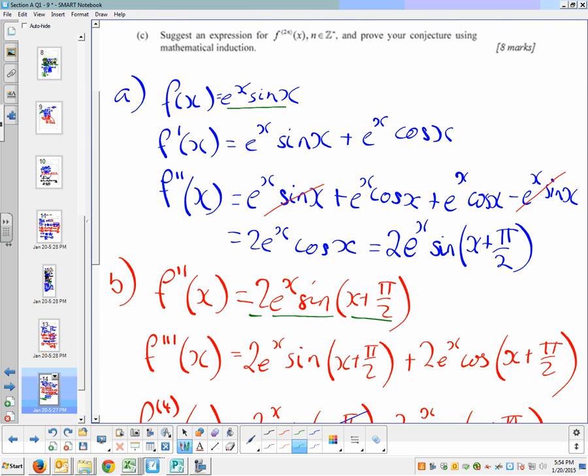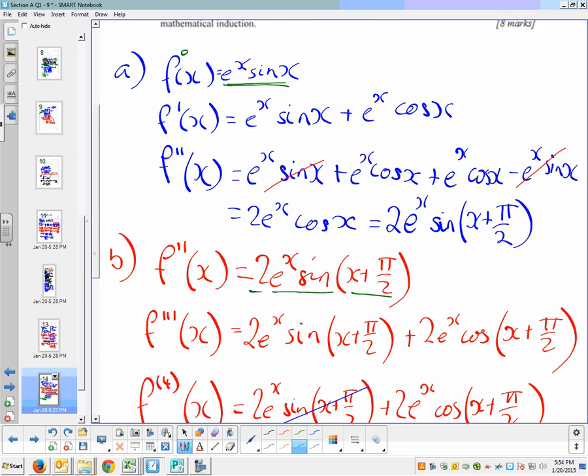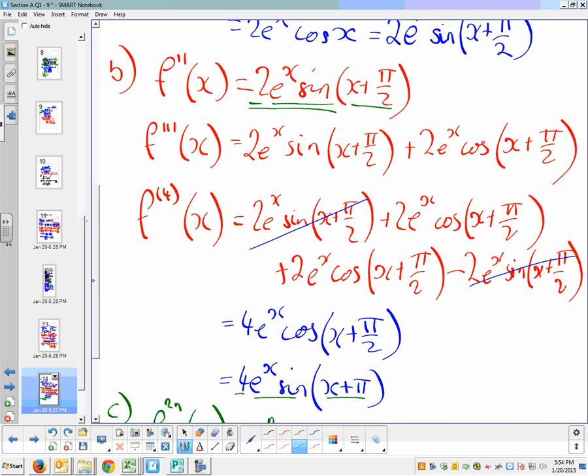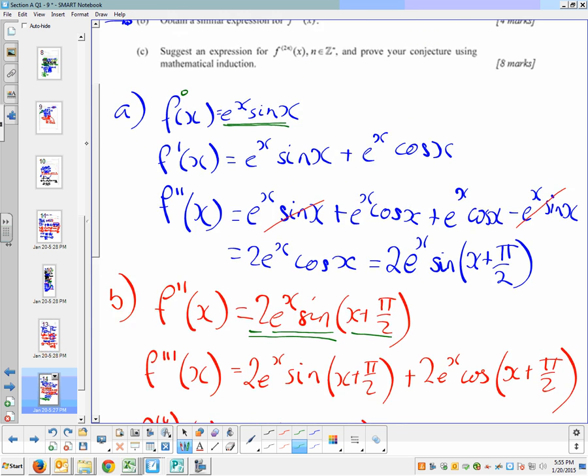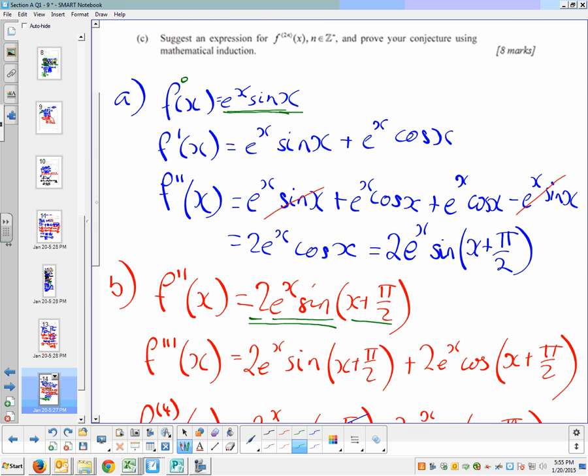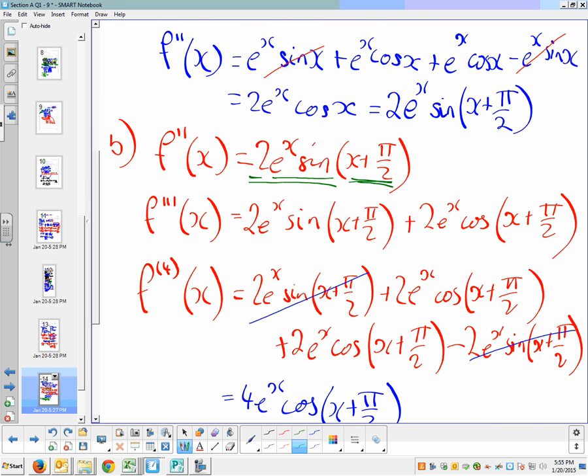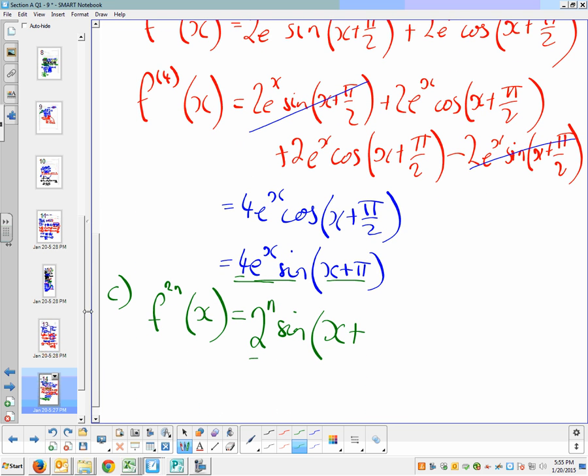This follows the same law, doesn't it? This is f0. So it's 2 to the 0 there, 2 to the 1 there, 2 squared there, 2 to the n in general. Sine x plus, and then again in the 0th case, no pi is being added. In the second case, so when n is 1, 1 pi over 2 being added, and then in the third case, pi being added. So that is going to be, in general, n pi over 2.